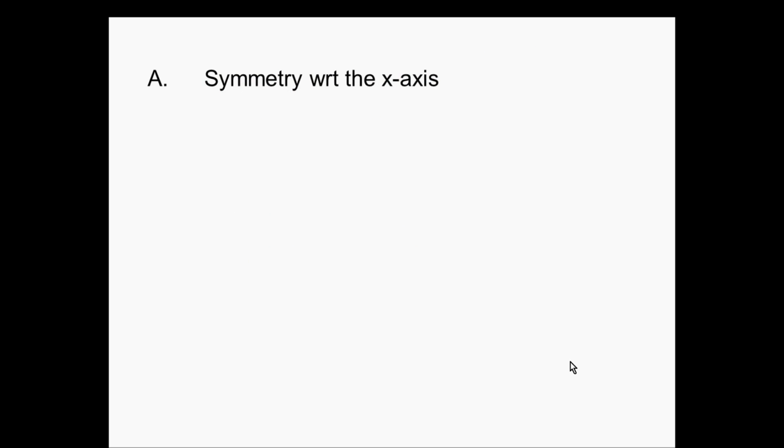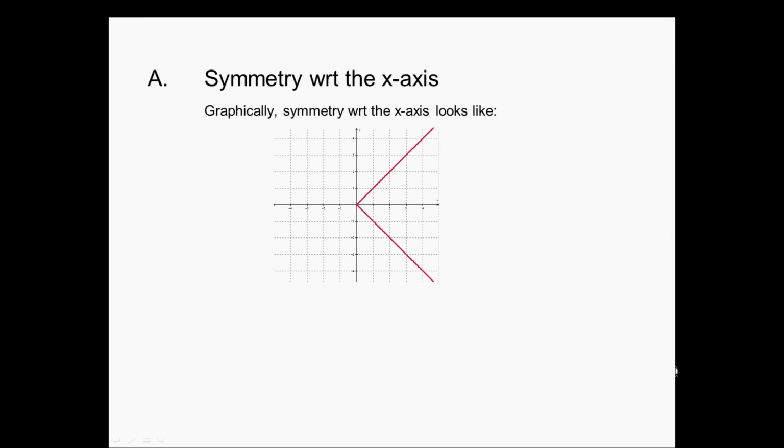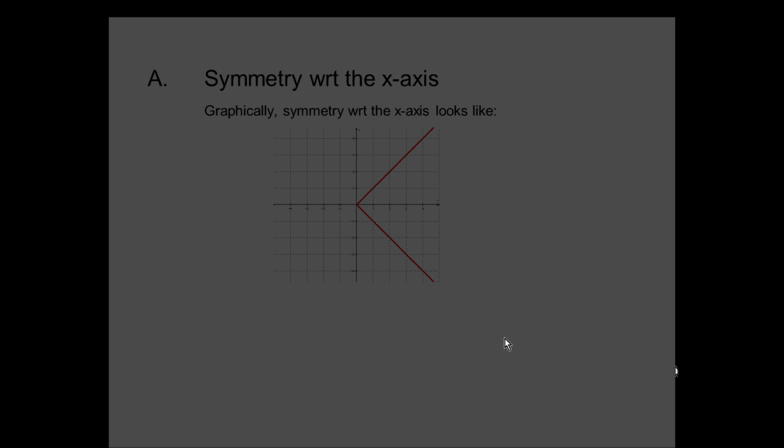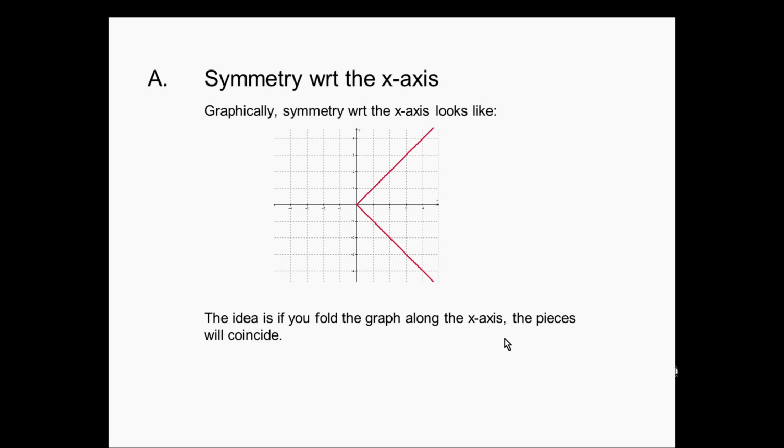Okay, our first type: symmetry with respect to the x-axis. Again, remember WRT is with respect to. Graphically, symmetry with respect to the x-axis looks like this. Notice this is not a function. It is a relation, but it's not a function. So the idea is if you fold along the x-axis, the pieces will coincide. If you fold along the x-axis right here, this piece and this piece will coincide.